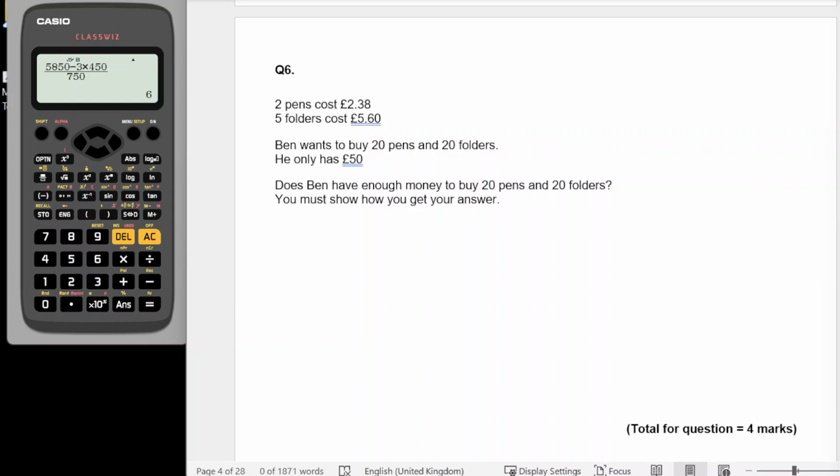So the real common way here is to work out the price of one pen and times it by 20, the price of one folder and times it by 20, and then add them together. I'm going to do it slightly differently. If I've got to pay £2.38 for 2 pens, then I can just times that by 10, or in effect do 20 divided by 2 times £2.38, and I'll do a similar thing with the folders. So 20 divided by 5 is going to be 4, so I need 4 lots of £5.60. And that will give me a price for the 20 of each.